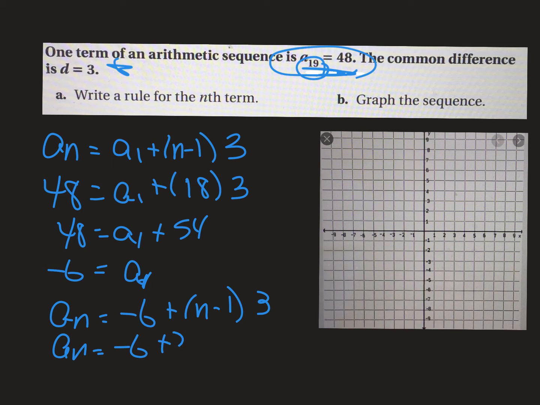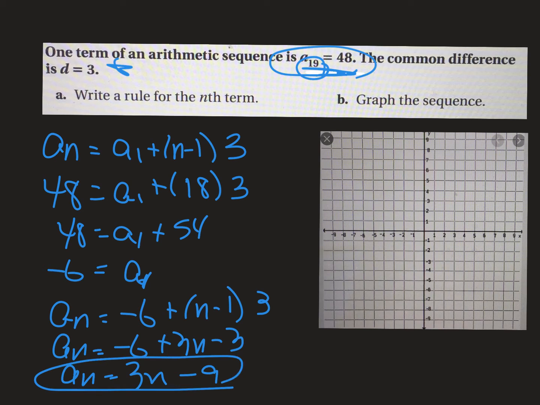All right, and then I'm going to do what I've been doing. I'm going to distribute the 3, and add the negative 3 and the negative 6. And the cool thing about arithmetic is there's the rule, and that's slope-intercept form. So it's going to cross the axis at negative 9. The slope is 3, so rise 3, run 1 from there. Connect the dots. And there's the graph. So when it's arithmetic, the graph is going to be a line.